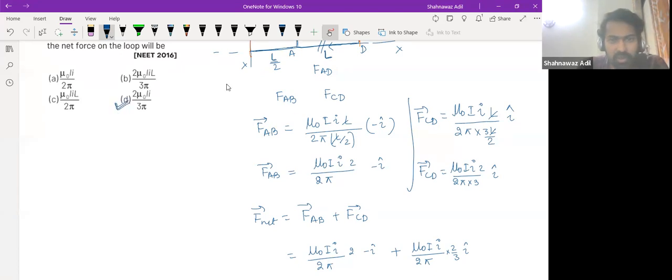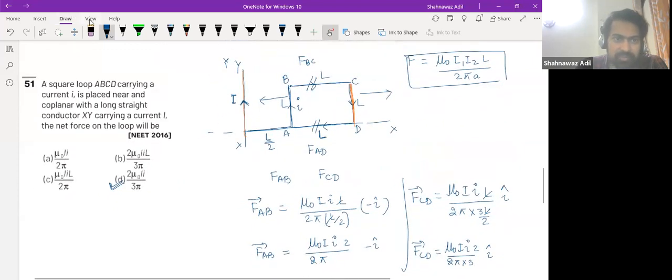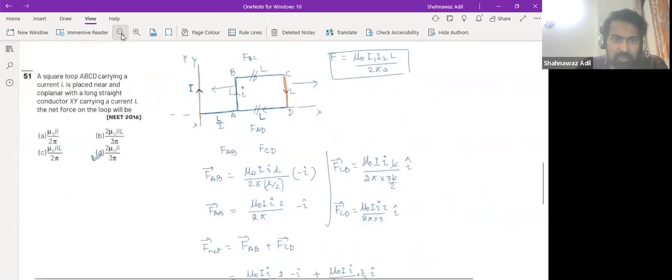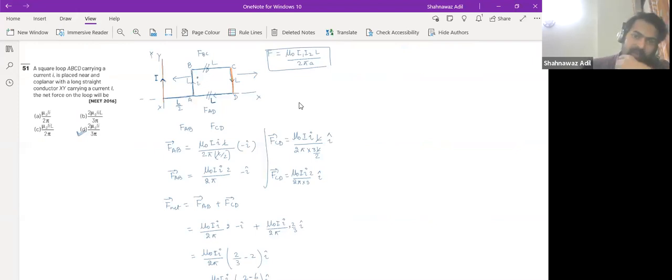Right. So did you guys understand this part? Yes. Is this question clear, guys? If it is clear, then please note it down, and then we'll understand the next topic.